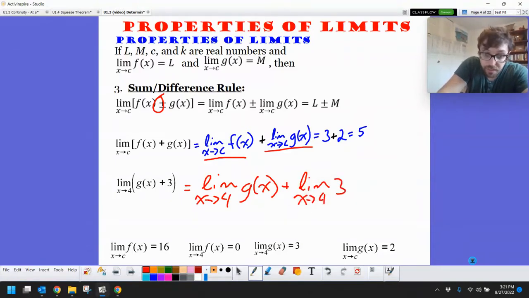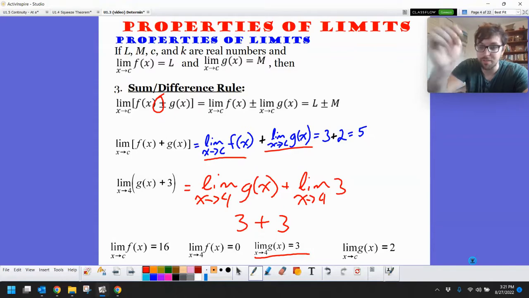Well, we know the limit as x approaches 4 of g of x, we know that to be 3. In that other one, you can see how that x doesn't even show up. If you ever do the limit of just a constant, it is just going to be that particular value because the x isn't changing. As x is getting closer and closer to 4, everything the function is doing is 3. It's 3. Okay, well, it's just 3. So that's 6.